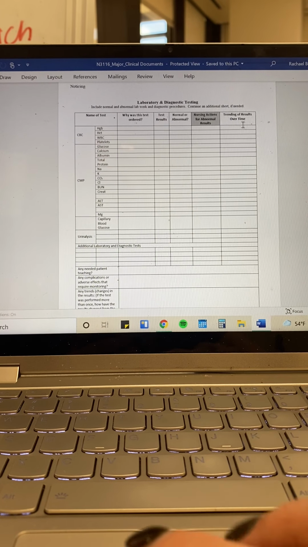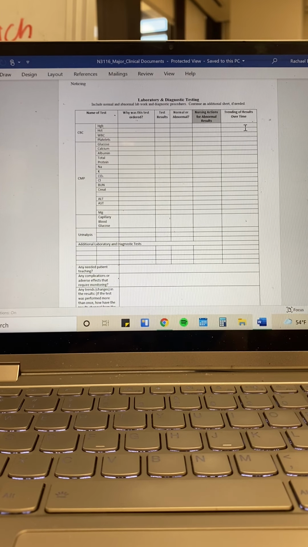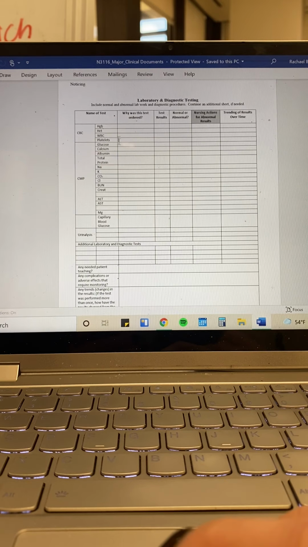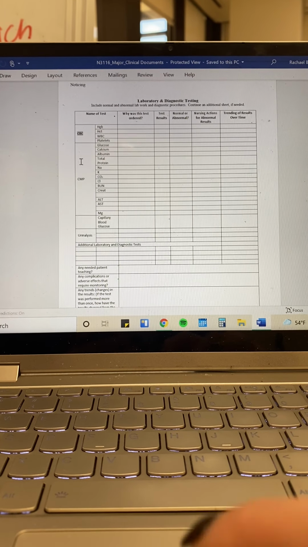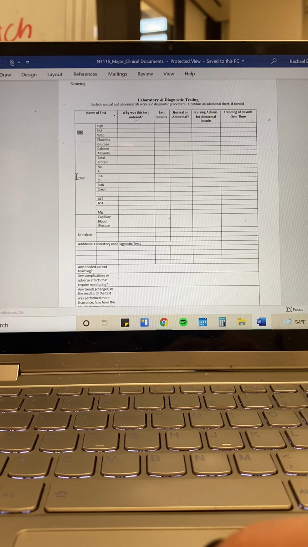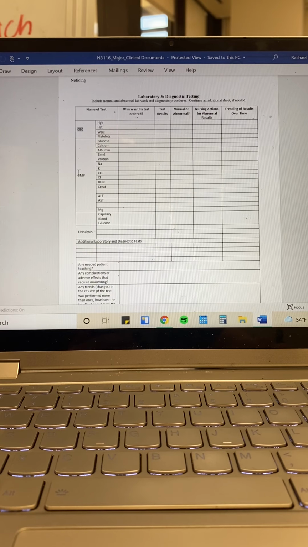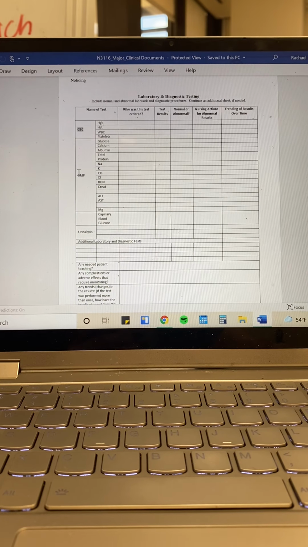Your trending of results over time, just a quick notation of what the previous reading was and if that's been pretty consistent for the patient. I do ask that you include the most recent lab work and identify when that was. So for example, if you are including this morning's lab work, you could say drawn at 11/5 at 0500.